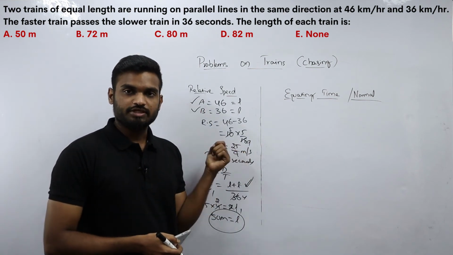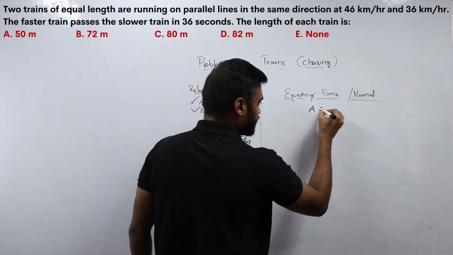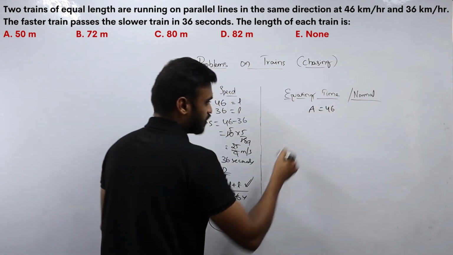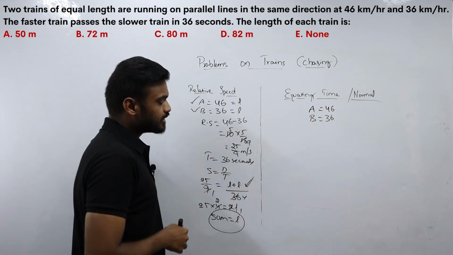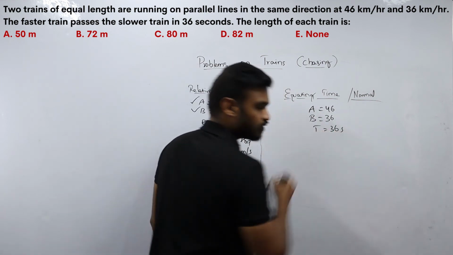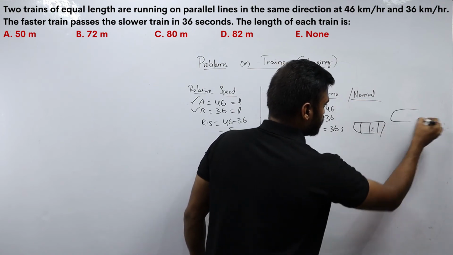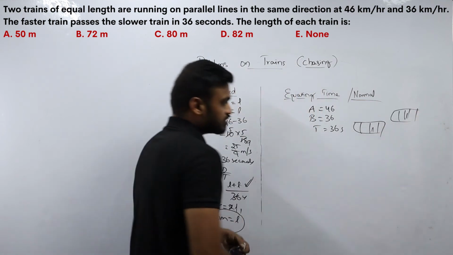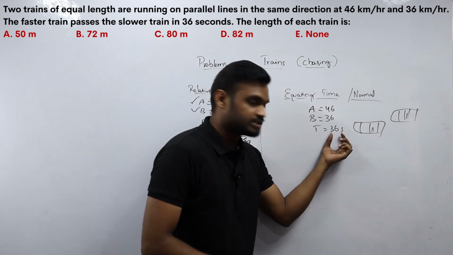Now let's see how to solve the same problem using this equating time method. See here what they have given is A is travelling with a speed of 46 km per hour and B is 36 km per hour. And the total time taken for the second train to cross the first train is 36 seconds. Now see here, there is a train here, and there is another train. Now the second train is trying to overtake the first train, and the time taken is 36 seconds.